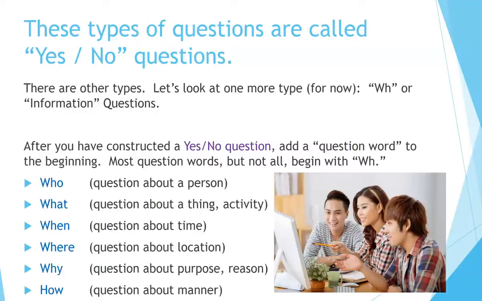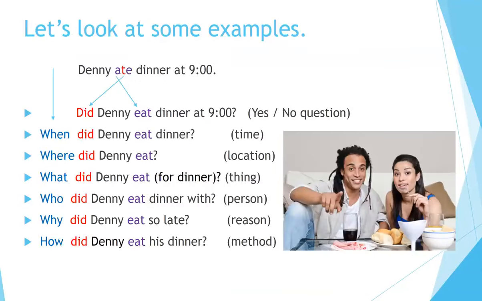For example, who is a question about a person. What is a question about a thing or activity. When is a question about time. Where is a question about location. Why is a question about purpose or reason. How is a question about manner. Let's look at some examples.